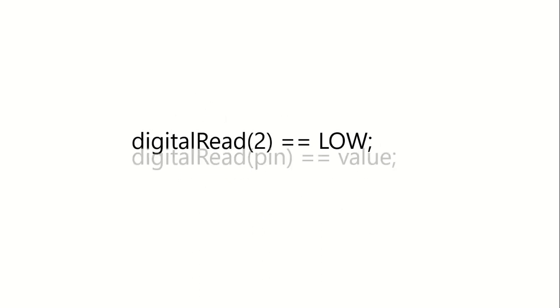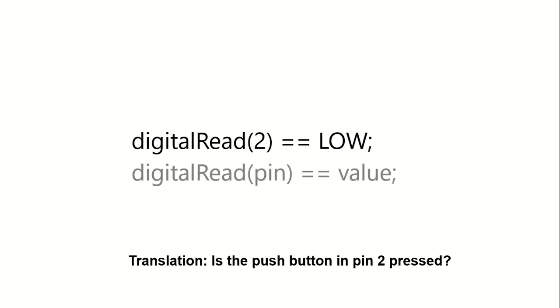The digital read function requires only one parameter, the pin in which to take the reading of the data from. Since the push button is connected to pin 2, you can see 2 enclosed in a parenthesis. This is followed by the comparison operator, double equal signs, which is the Arduino language for equal to. Of course, low means that the push button is pressed or turned on. In short, the whole line of code reads like this. Is the push button in pin 2 being pressed? If this is true, then the if structure performs its statement. But if false, the else structure will perform its own.